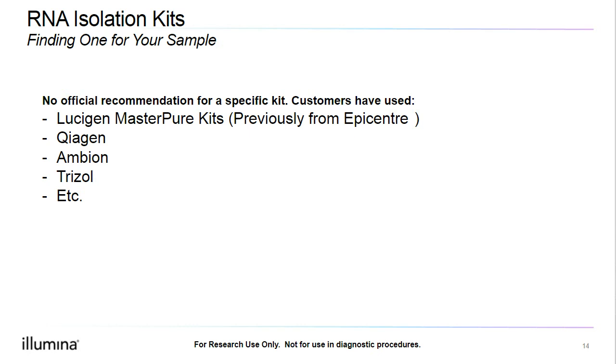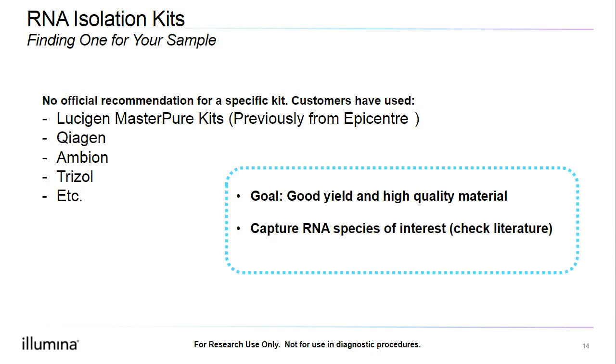So if we want to interrogate microRNA, for example, we want to make sure that the extraction kit we use is going to be able to capture microRNAs. So what we want from RNA isolation kits is good yield and high quality material. And as always, check the literature to make sure that we're capturing the right species.